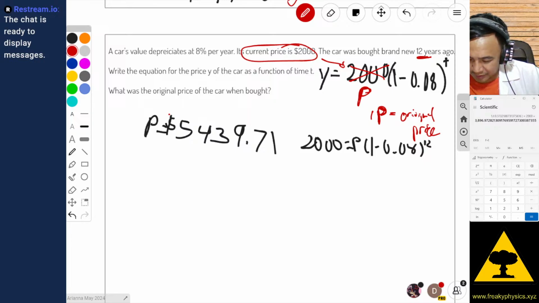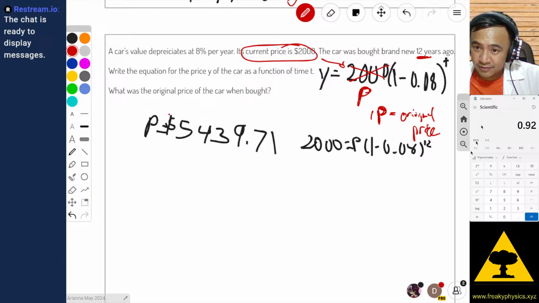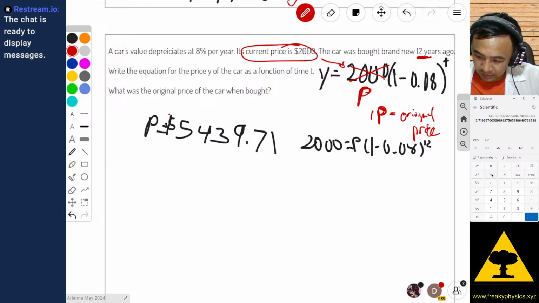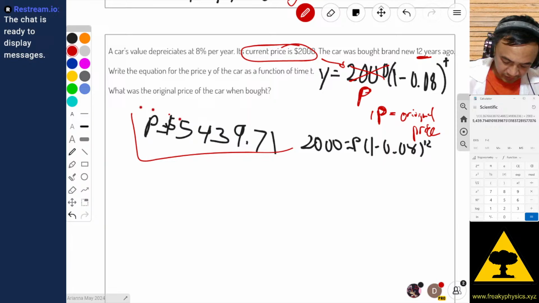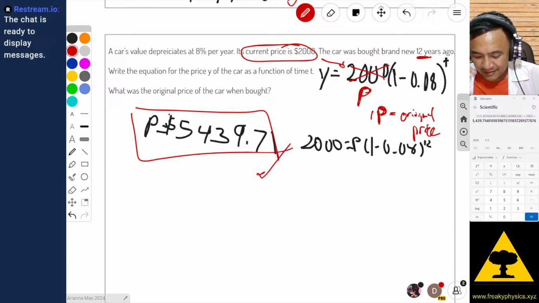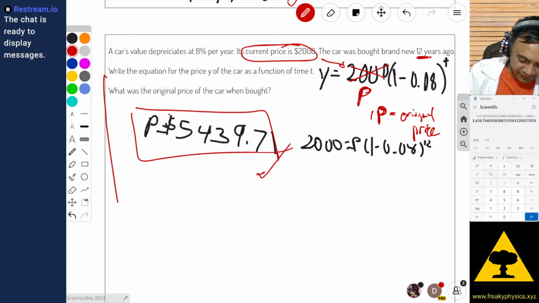Okay. Let me just do that in the calculator real quick. 0.92, exponent to 12 is that much. Then you take the inverse. It's 2000. Okay, correct. So this is correct. Okay, great. Now I'll just verify this, so we're clear.